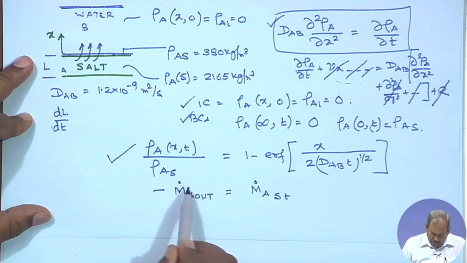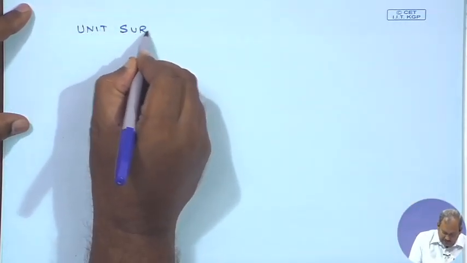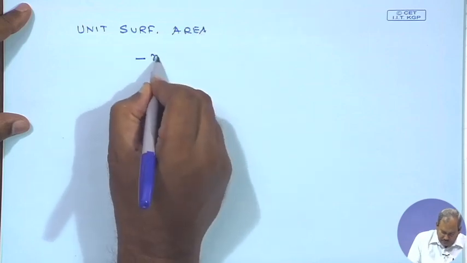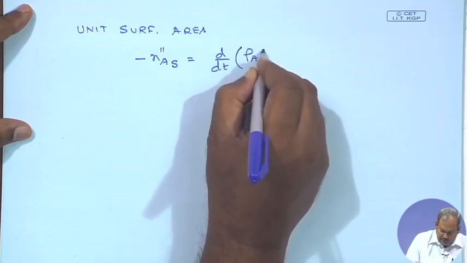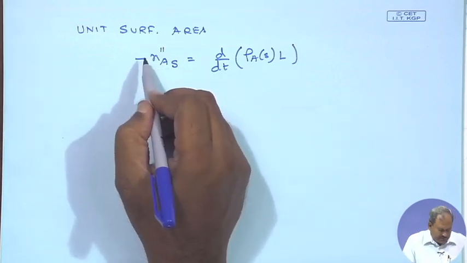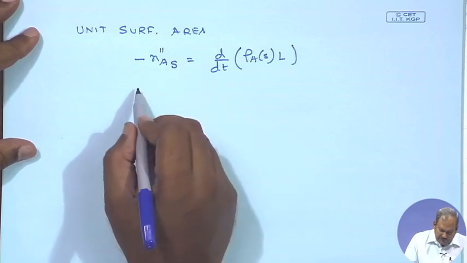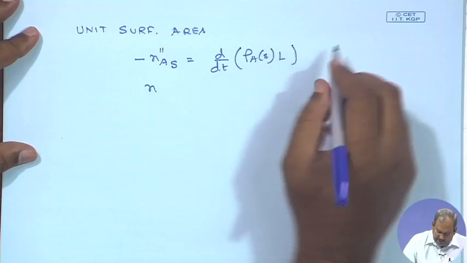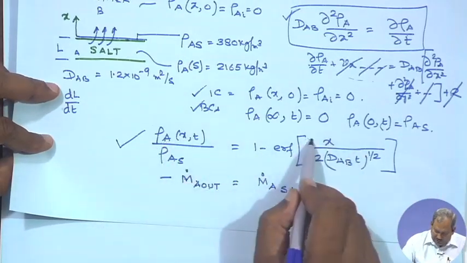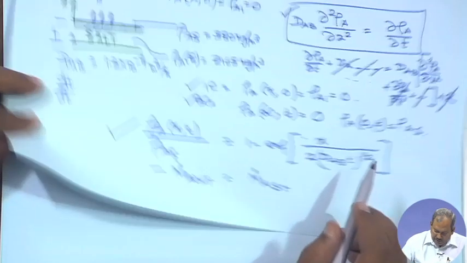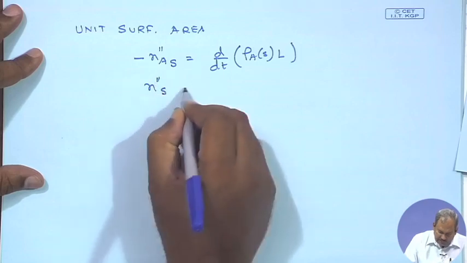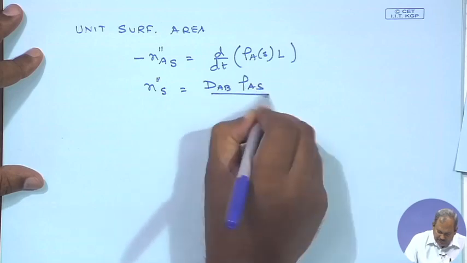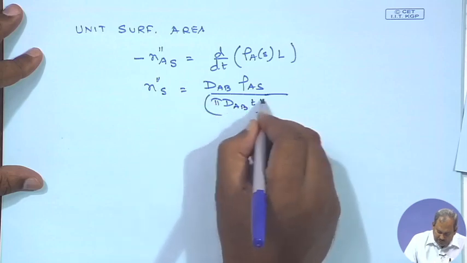A refers to salt. So, out is equal to stored. If we take a unit surface area, the mass flux of A, the salt, is equal to d/dt of rho A s times L. This is the species mass flux at the surface. When you perform this d/dt, we know the expression of rho A from here, and I know how to differentiate the error function and find the value at x equals 0. Then you can directly write n A double prime s is equal to D_AB rho A s by (pi D_AB times t) to the power half.